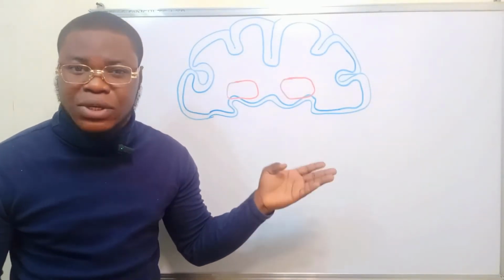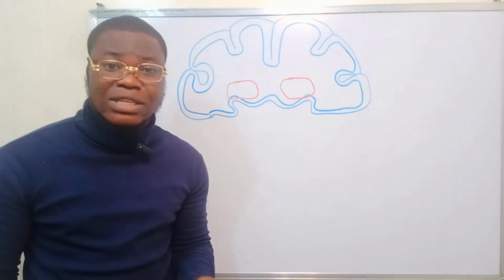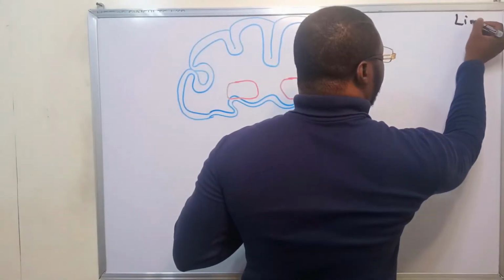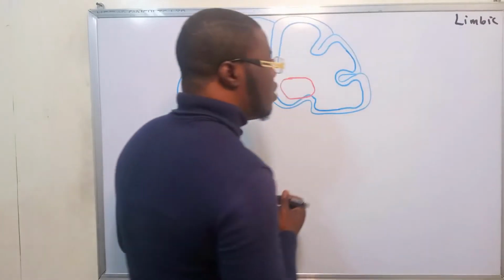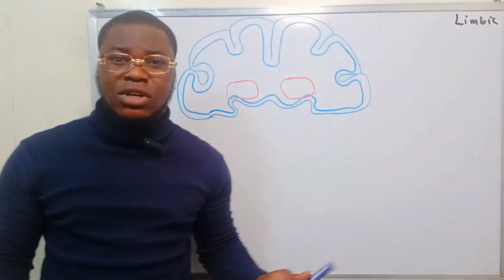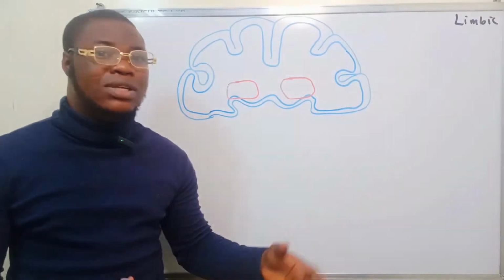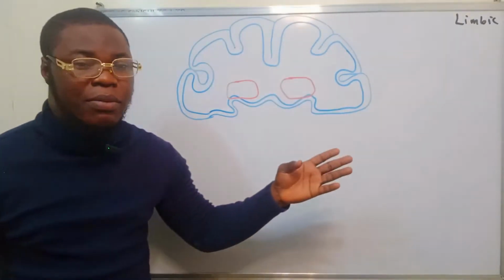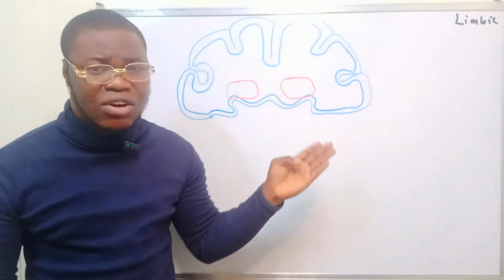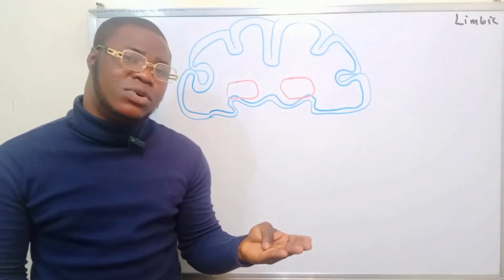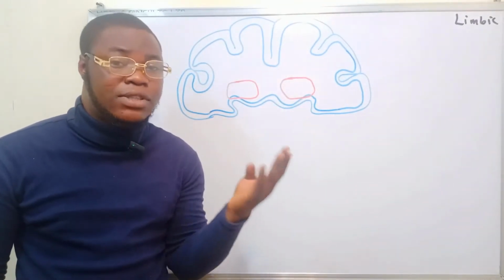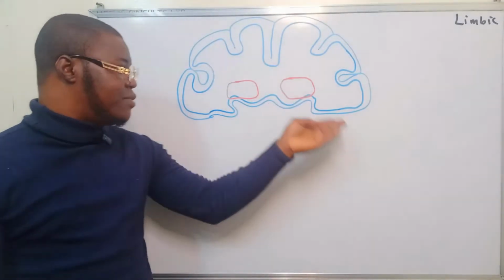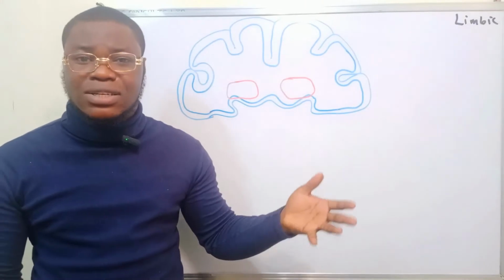So the descending pathway can be controlled by the limbic system of the brain. So you call it the limbic system. I have some structures there like the hypothalamus. The hypothalamus itself can actually send signals to some other brain structures. Apart from that, this somatosensory cortex itself can also initiate the descending pathway I'm about to talk about. And then, these thalami themselves can initiate the descending pathway.